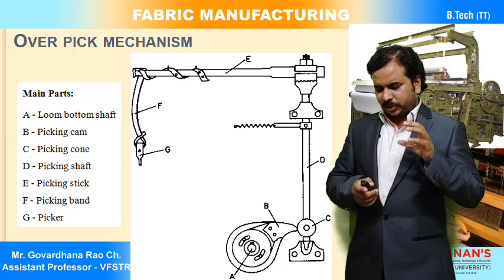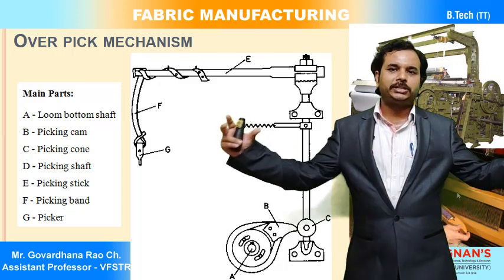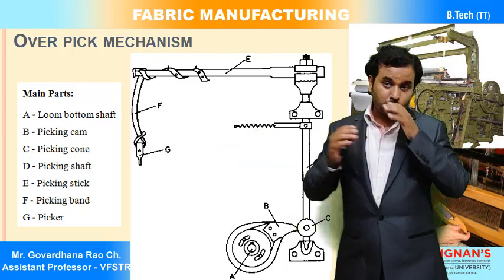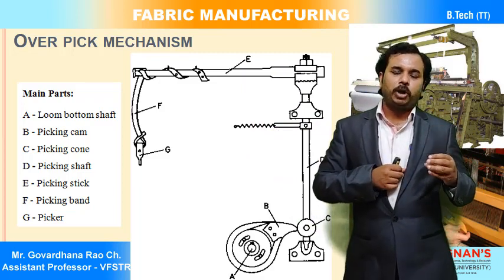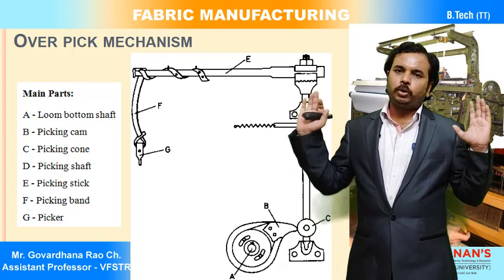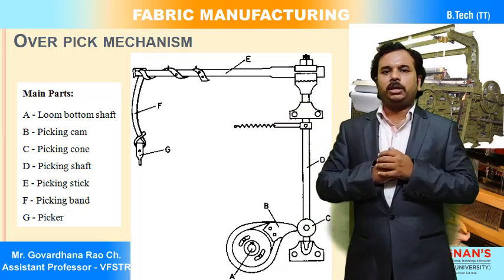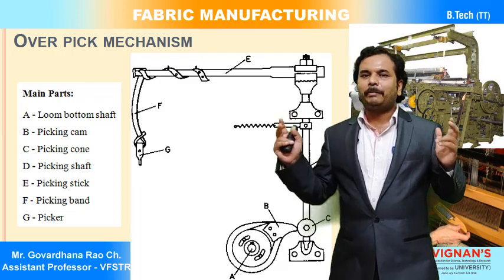This picker is fixed in the shuttle box. There are two shuttle boxes, one on each side. In one shuttle box we have one picker, in the other shuttle box the other picker. So on the two sides of the weaving machine we have these two picking mechanisms.